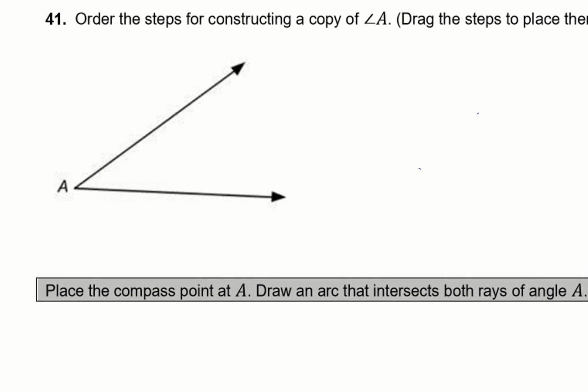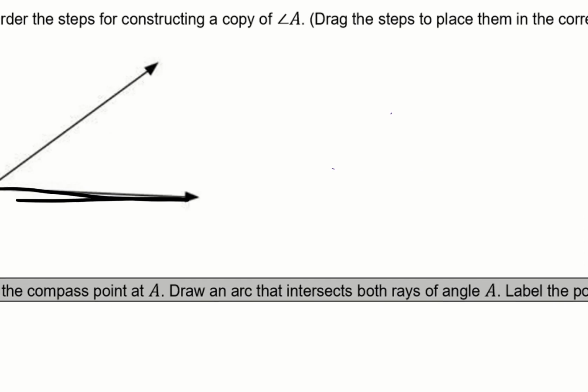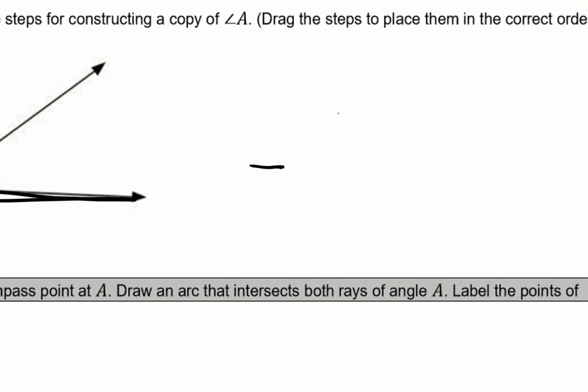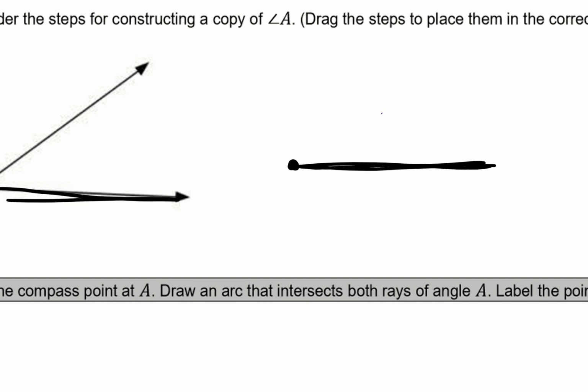in order. So if I wanted to copy this given angle, what I need to do first off is draw this line right here. So I'm going to have to use a straight edge and mark some kind of point here, and then use a ruler or some kind of straight edge to draw that bottom side. So that's the first step.